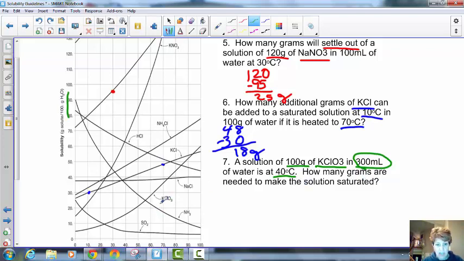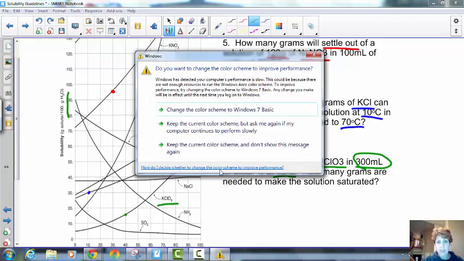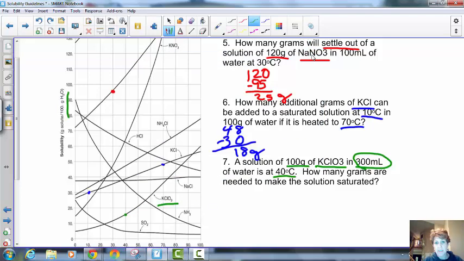So I want to find KClO3. There it is, and I'm at 40 degrees, so at 40 degrees, it can hold, let's say, 15. Sorry, this keeps coming up on my screen. All right, so it can hold 15 in 100 grams of water. So first thing I want to do is multiply that by 3. So that's telling me that if I have 300 milliliters of water, I can hold 45 grams.